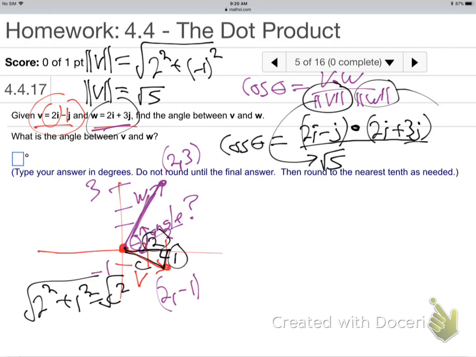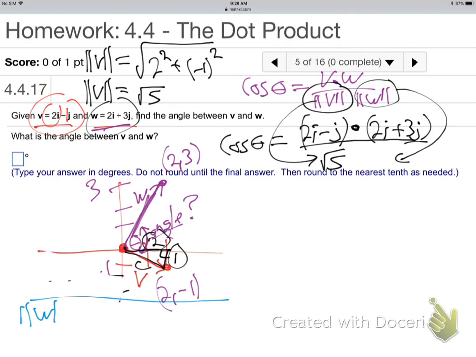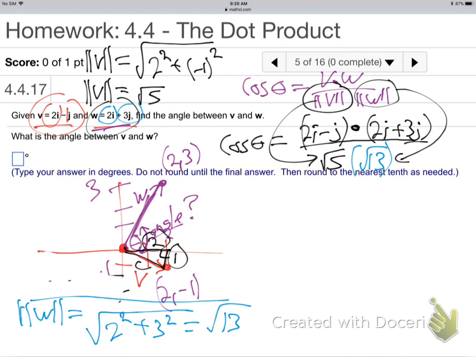Now we got to do the magnitude of w and put it right there. So what's the length of vector w? Same thing. Kind of running out of room here, so let me do it over here. The magnitude of vector w, the length of w, is the square root of a squared plus b squared, 2 squared plus 3 squared, which is the square root of 4 plus 9, 13. So that's square root of 13. That's how long vector w is.